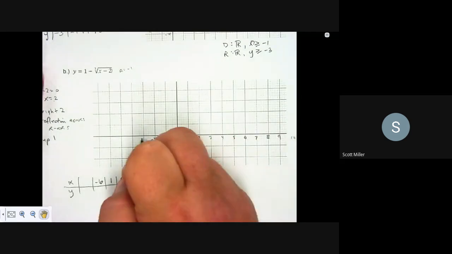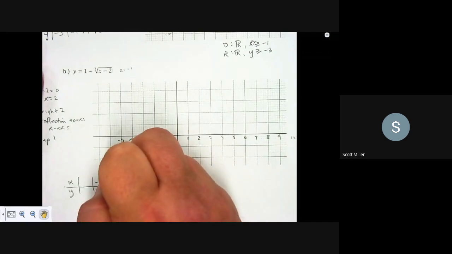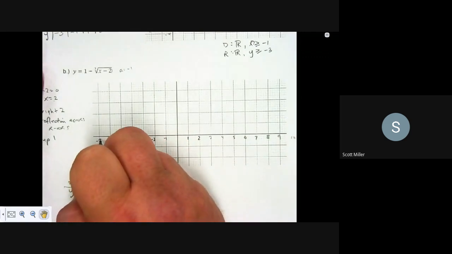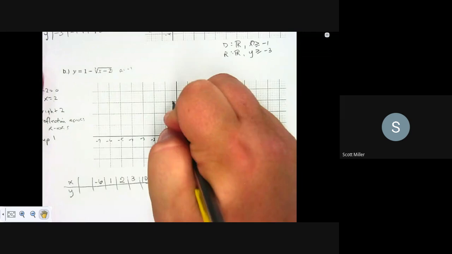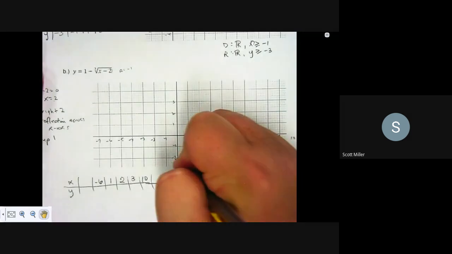So I just missed 10. 10 would be right about here. And 1, 2, 3, -1, -2. Let's see what we end up with here.